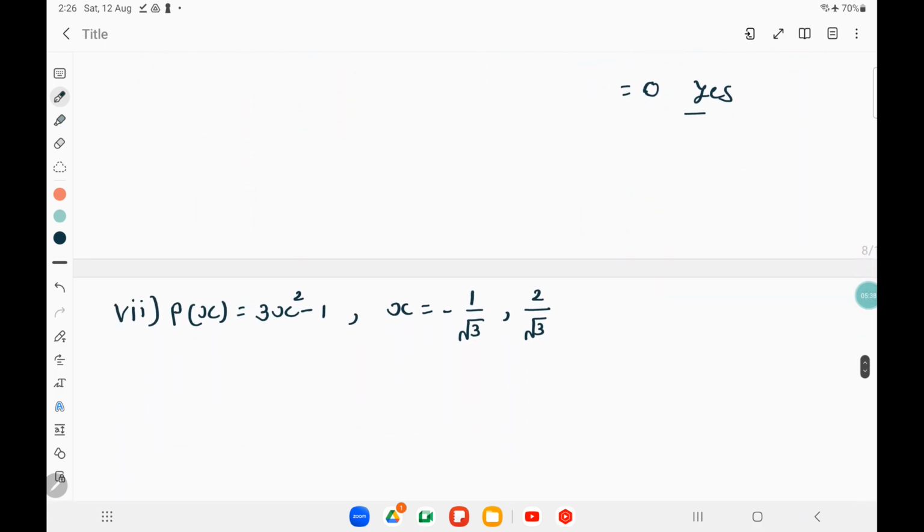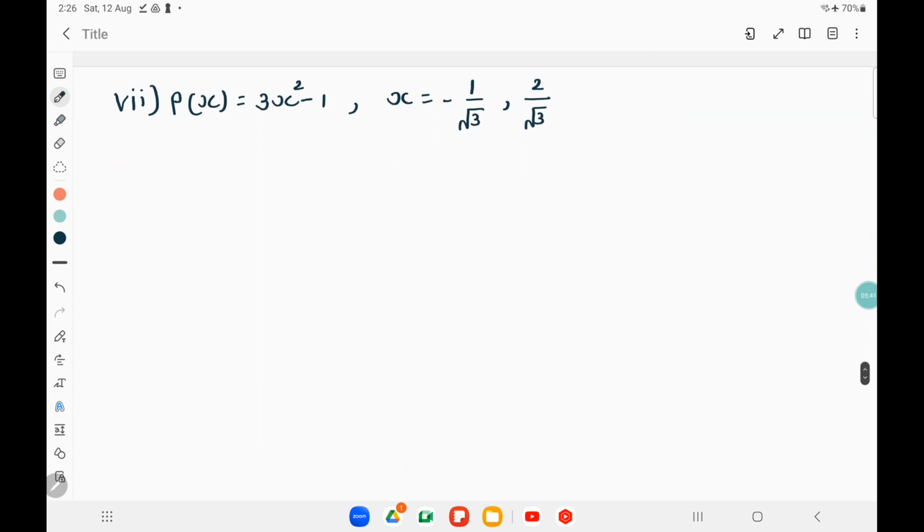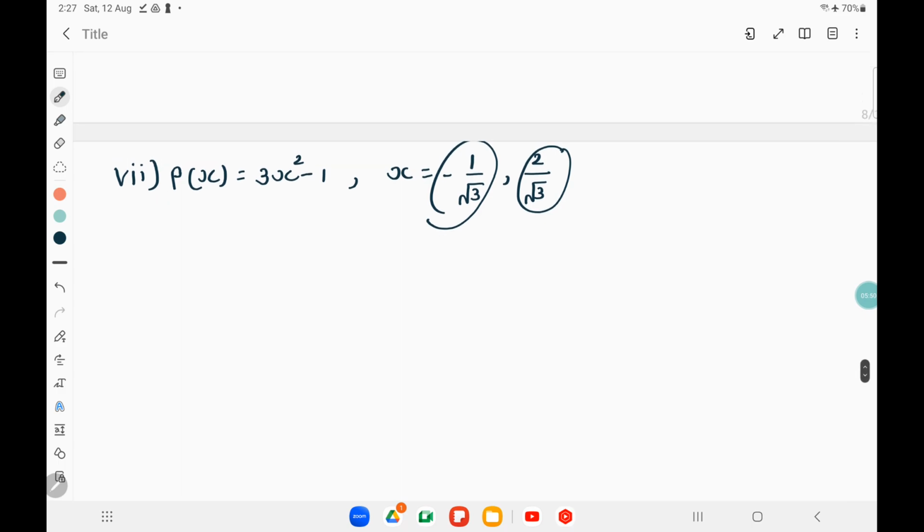Let's move on to the last example, example 7. Here we are given two x values, so we put them in one by one and check. For P, the first time we take the x value minus 1 over root 3. Here we have x square, right? So we square minus 1 over root 3, which gives minus 1.